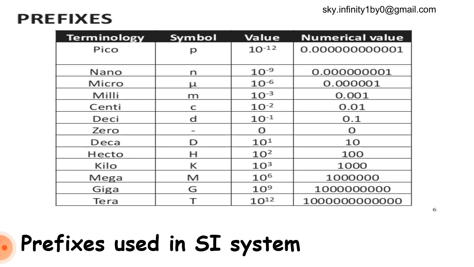For 10 raised to 1, we use the terminology deca. For 10 raised to 2, we use hecto. For 10 raised to 3, we use kilo. For 10 raised to 6, we use mega. For 10 raised to 9, we use giga. And for 10 raised to 12, we use tera.